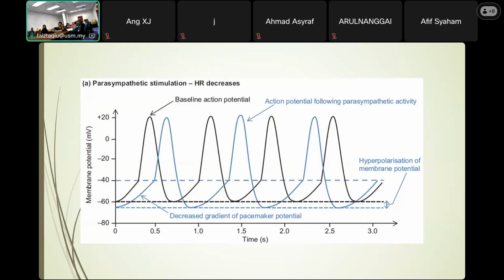So the gradient will decrease. You will have less cardiac contractility. You will have a slower heart rate. So when you draw your baseline pacemaker potential, you make sure you decrease the gradient, you decrease the slope. Heart rate becomes slower, your whole graph becomes longer.